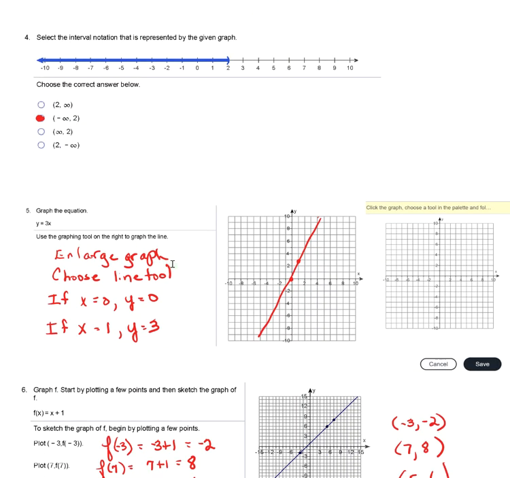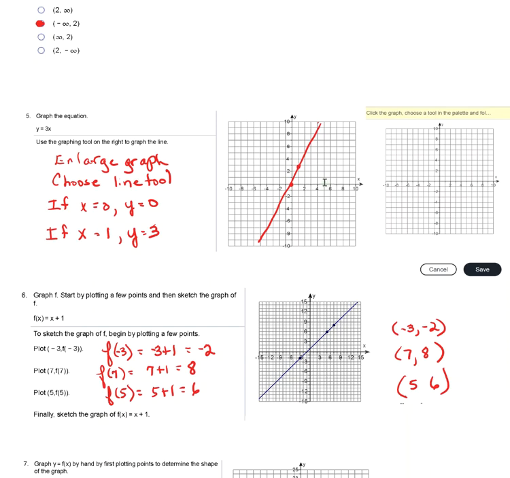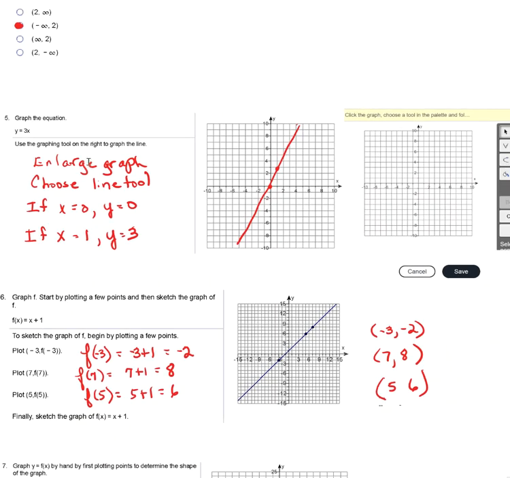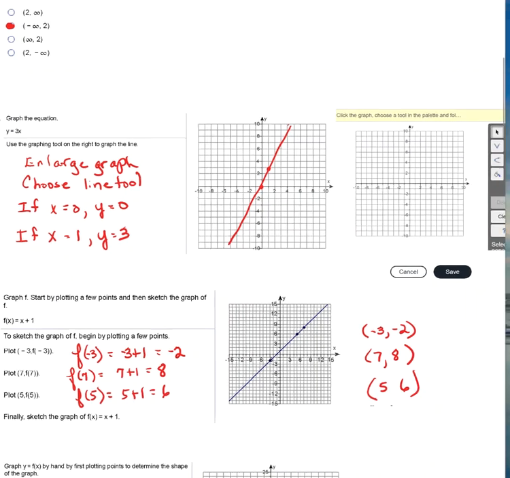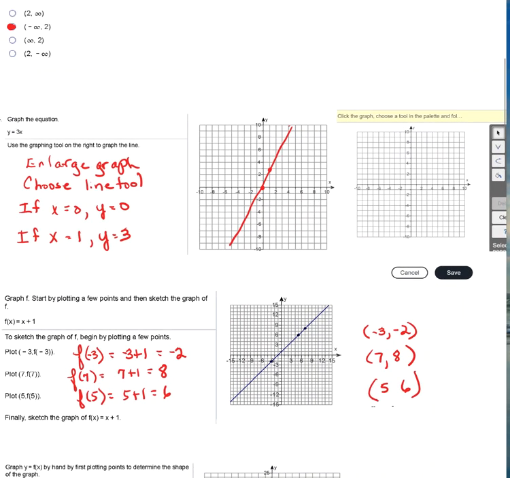All right. Number 3 is a graphing question on the computer. So when it says use the graphing tool, there's a place that says enlarge the graph. So I would enlarge the graph on your computer, and I would choose the line tool. And let's see if I can move this over a little bit. Can't quite see it in this palette, but there'll be a palette over here, and you'll choose the line, not the parabola or anything.